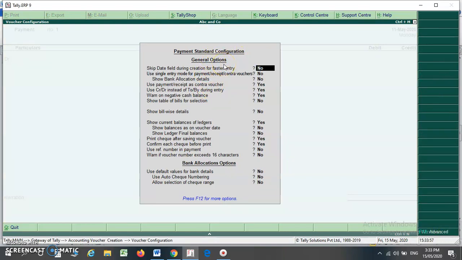In this you can read that skip date field during the creation for faster entry. If you have multiple transactions for the same date, you can select yes, so that every time you don't have to enter the date. Now second thing, use single entry mode for payment, receipt or contra voucher. Here you can select yes. If you select yes, you can make your entry for a payment, receipt and contra voucher as a single entry. Just I select yes and I press enter.